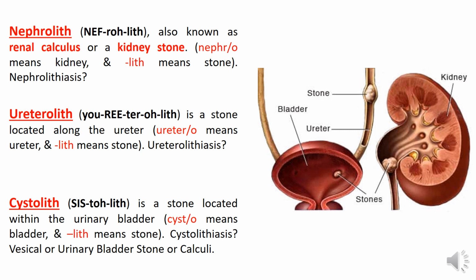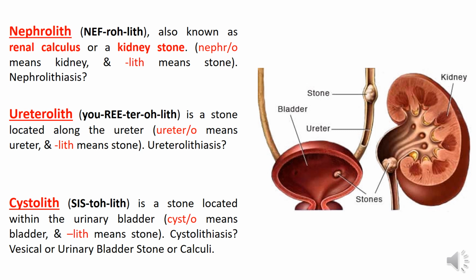Ureterolith. Uretero means ureter, and lith is the stone. So it's a stone located along the ureter. This process itself is called ureterolithiasis. Cystolithiasis.